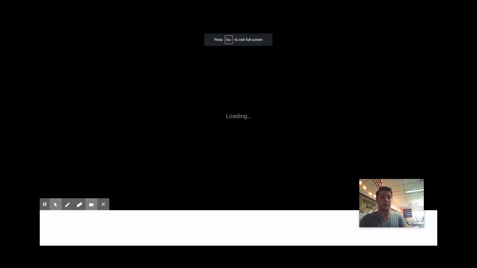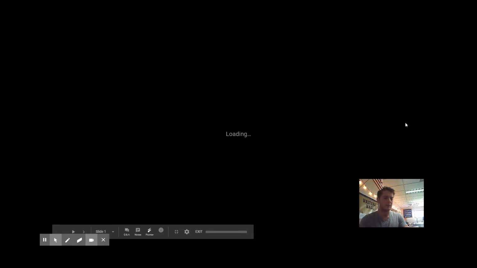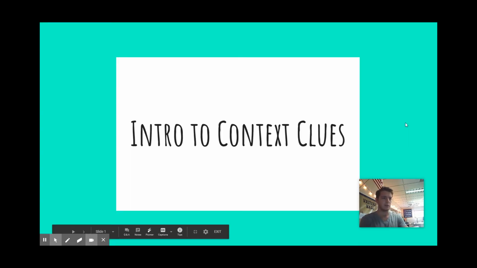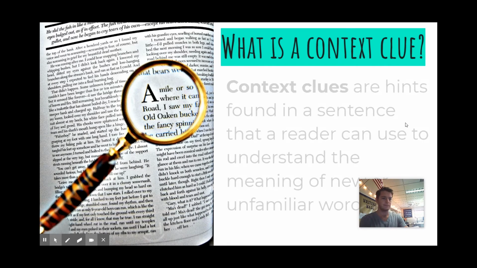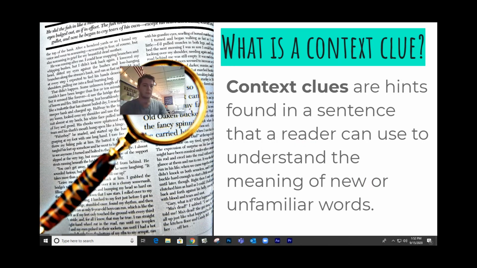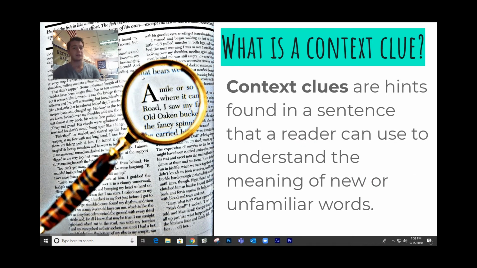Today we're going to be talking about context clues. So what exactly is a context clue? Context clues are hints found in a sentence that a reader can use to understand the meaning of new or unfamiliar words. Okay, that's all good. What exactly does that mean though, and how can we find a context clue? I know that's what you're here for.